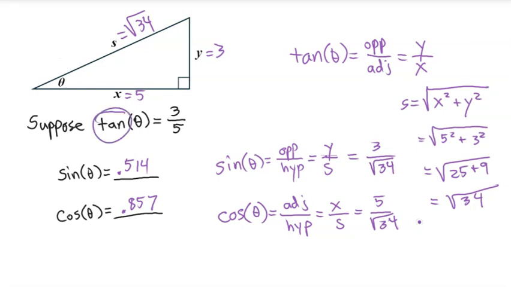Now you may have to watch this video a couple times. Remember, if what you're given is sine, then sine is y over s. And if what you're given is cosine, cosine is x over s. But that's how you find the other two ratios if you're given one of the ratios.